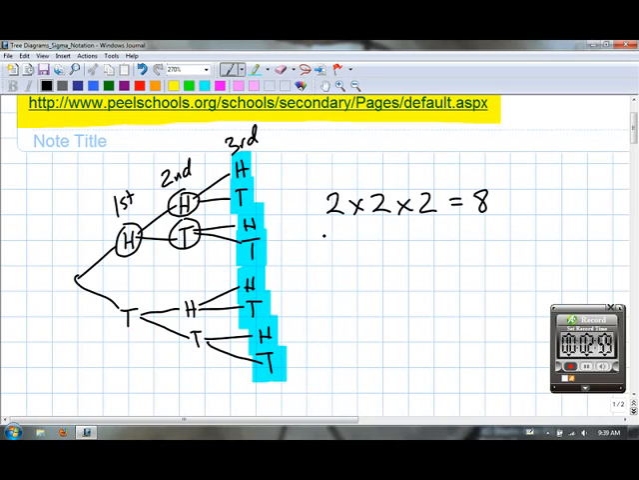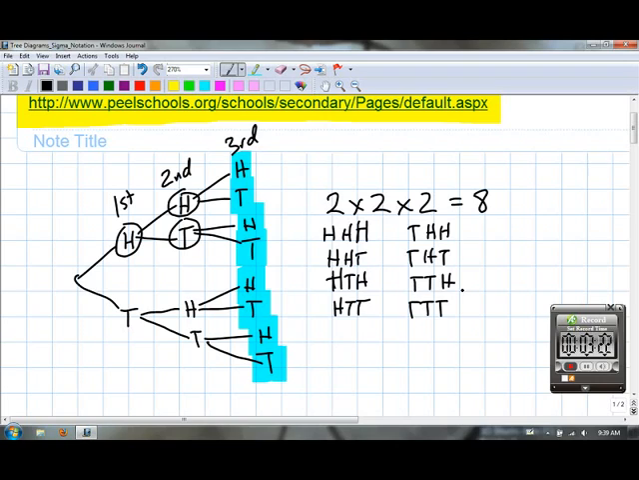If you wanted to list them out, you can say heads, heads, heads; heads, heads, tails; heads, tails, heads; heads, tails, tails; tails, heads, heads; tails, heads, tails; tails, tails, heads; and finally tails, tails, tails. Either way you do it, it's 8 different outcomes. Some people get mixed up, but I'm treating each outcome as distinct. I could ask you a different question.